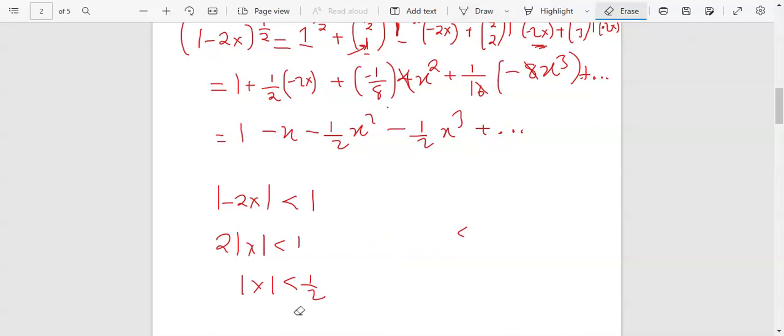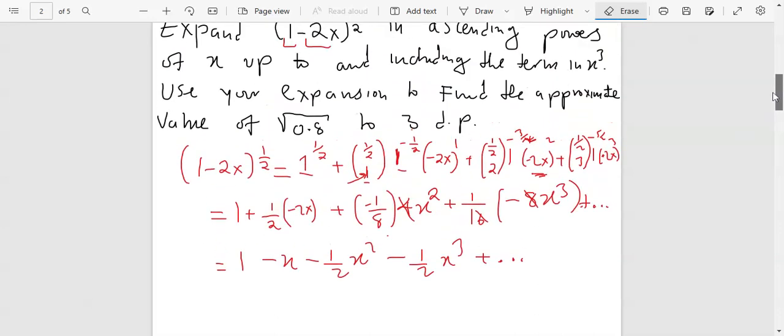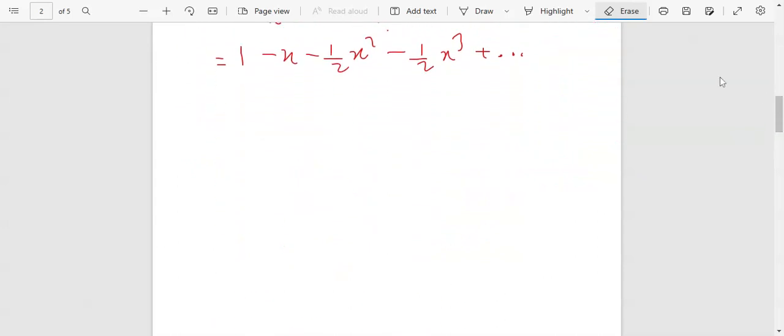Now remember, the second part is saying find the approximate value of the square root of 0.8 using the same expansion that we've determined. Use your expansion to find the approximate value of the square root of 0.8 to 3 decimal places. So square root of 0.8. Now remember, we want to use our expansion, and our expansion was in what form? It was in the form 1 minus 2x to the power half. So this expansion is supposed to be in that form.